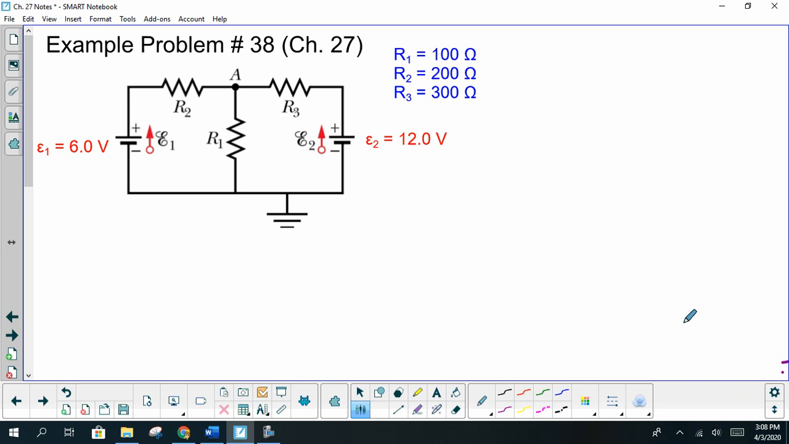Okay, so we're going to be looking at number 38 again in chapter 27. And if you don't have the book handy, no worries. We have the circuit diagram here in front of us. We also have our resistances labeled R1, R2, and R3, as well as our 2 EMFs.